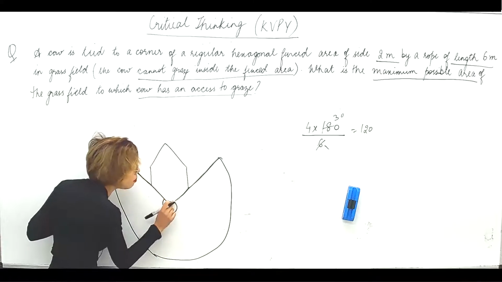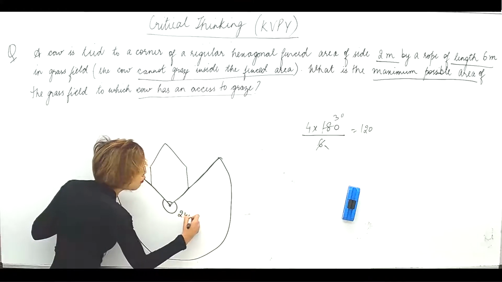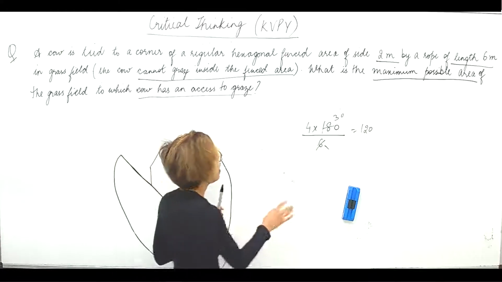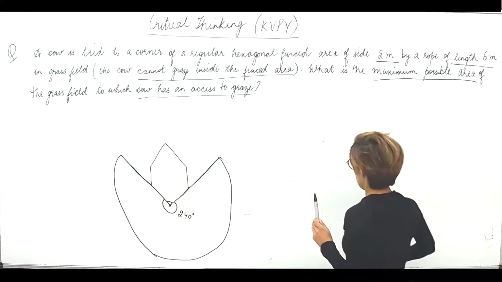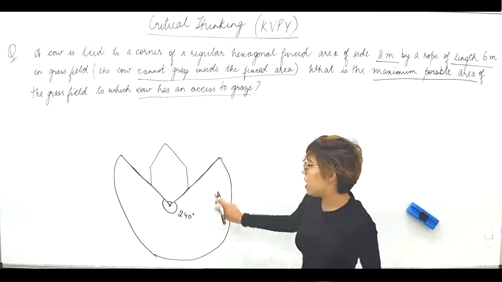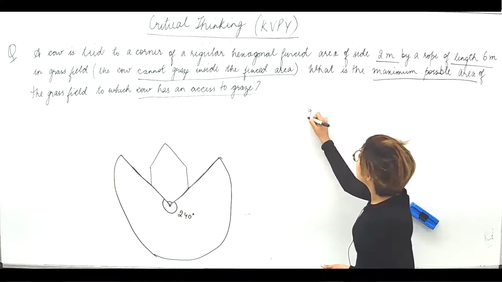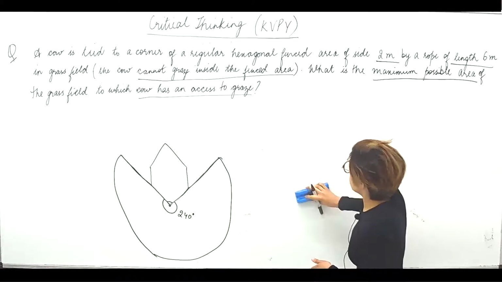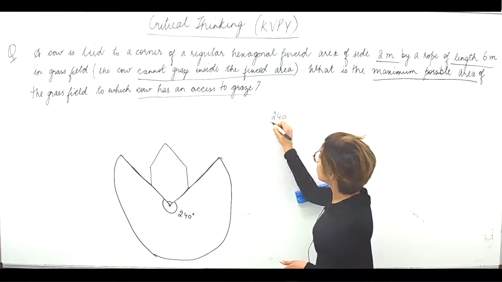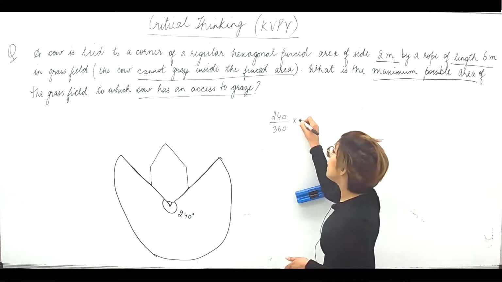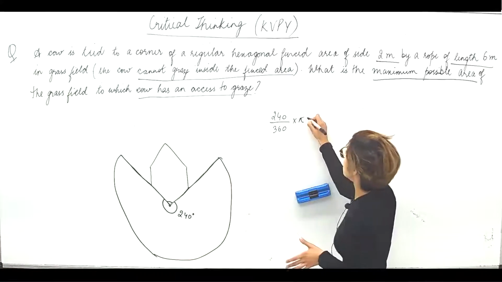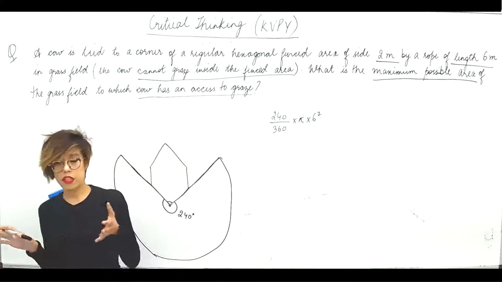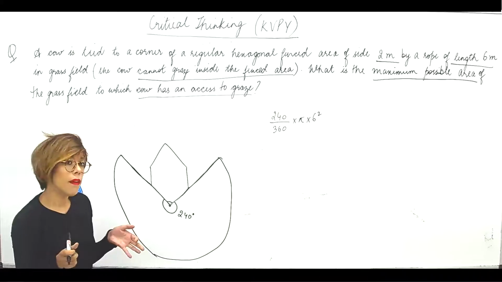That means this outer bigger angle is nothing but 240 degrees, because the entire angle is 360. Done. So the angle is 240. I can write the area of this sector, which is 240 by 360 into pi. Now r is 6, so into 6 square. Done. Now, is the question done or do we have something more?